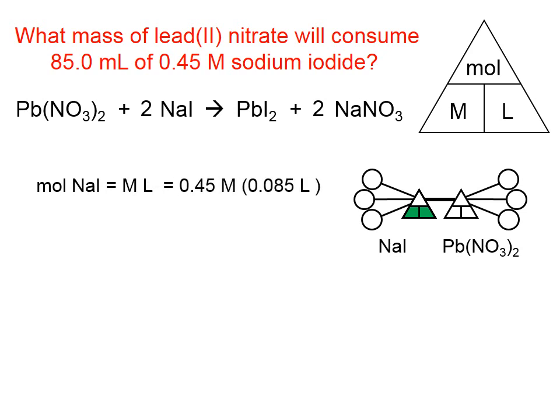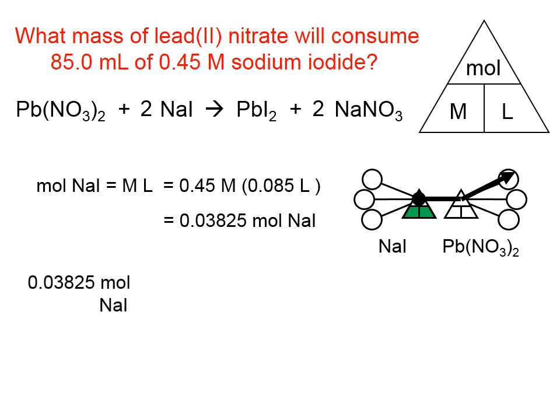Notice that milliliters is not okay in calculating moles. We need to change milliliters into liters, so I've done that here, 0.085 liters. So we have the moles of sodium iodide. We're now going to cross the middle bridge and then go up and to the right, and we'll be done. 0.03825 moles of sodium iodide. We're going to cross the middle bridge using the coefficients in our balanced equation. Cancel the units. And now we need to convert between moles of lead 2 nitrate to grams.